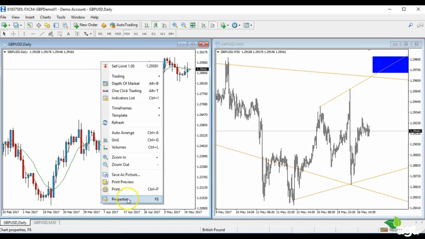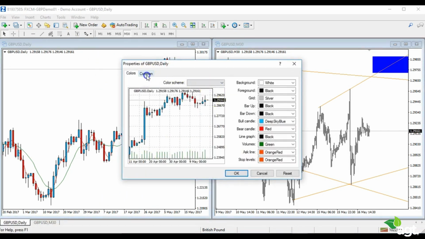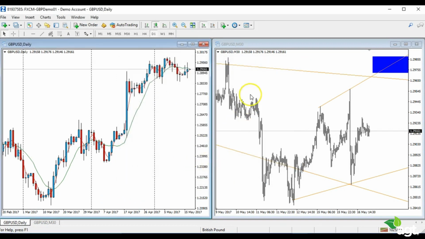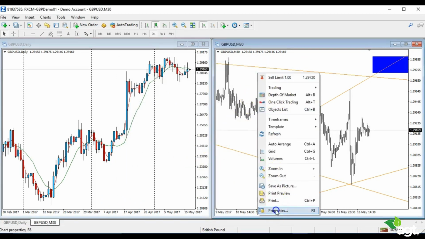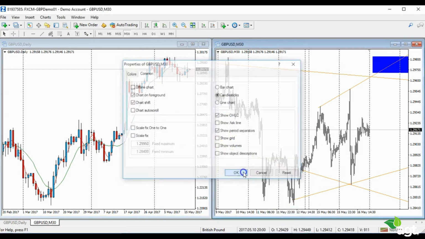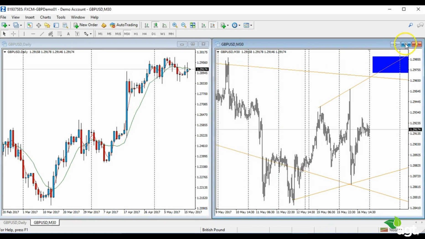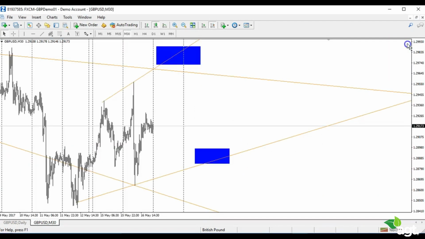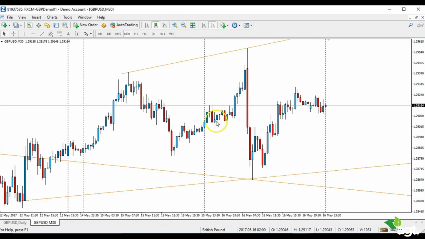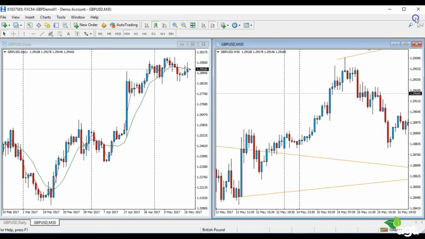And if I go to properties, and I put the period separators in, and I do the same for the 30-minute chart, the 30-minute chart's separators are each showing a period of time of 1 day. So all these 30-minute candles here designate 24 hours, okay?